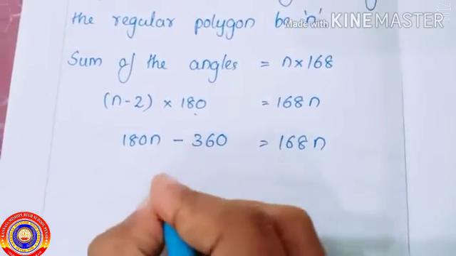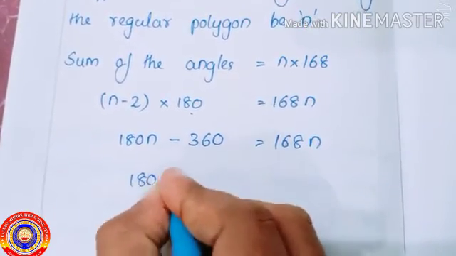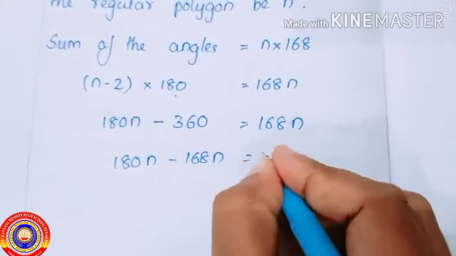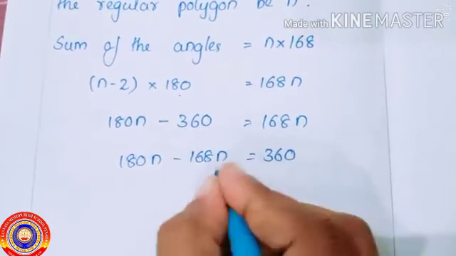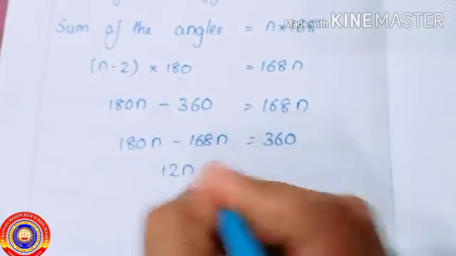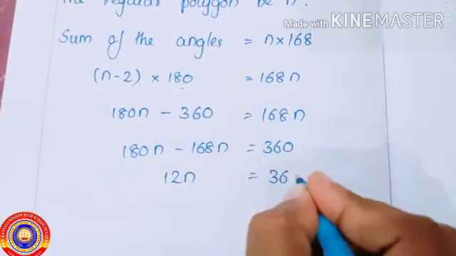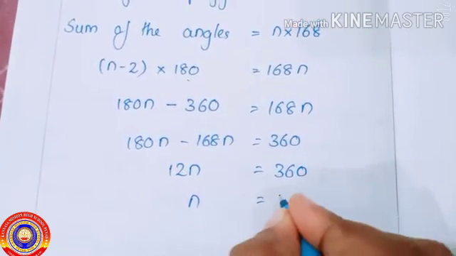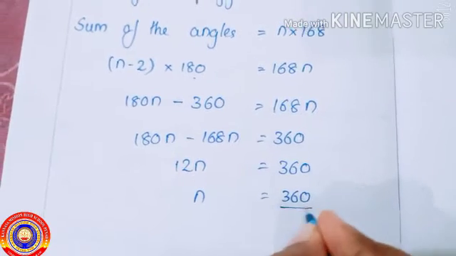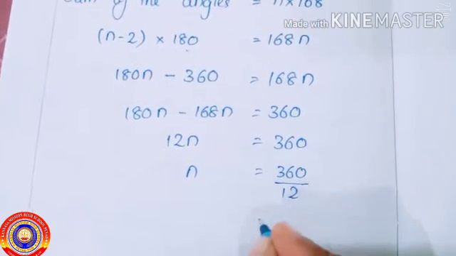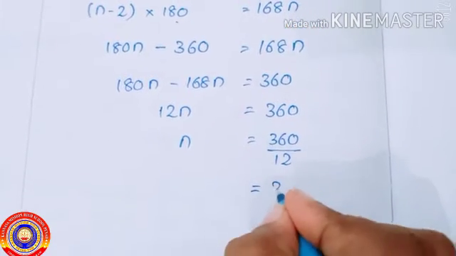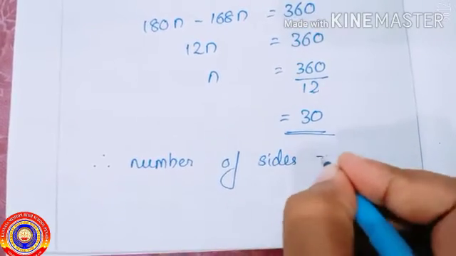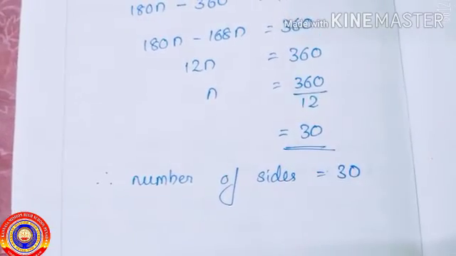Let's bring the n's together, that is 180n minus 168n is equal to 360. 180 minus 168 is 12, so 12n is equal to 360. Next we can find n. n is equal to 360 divided by 12. 360 divided by 12 is equal to 30. Therefore, the number of sides is equal to 30.